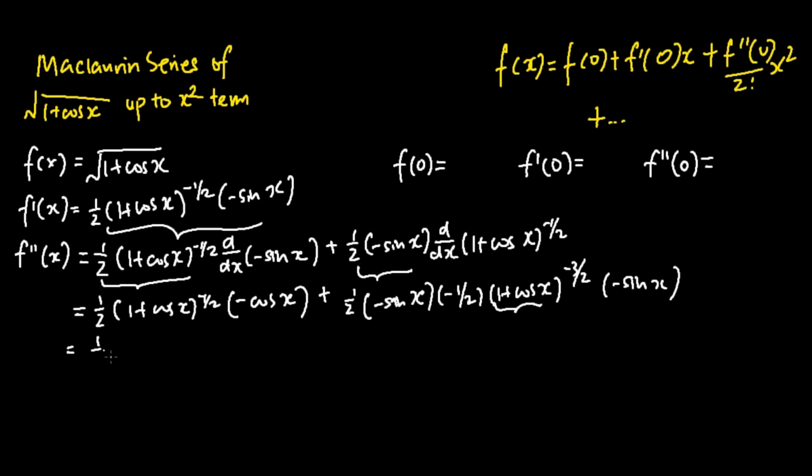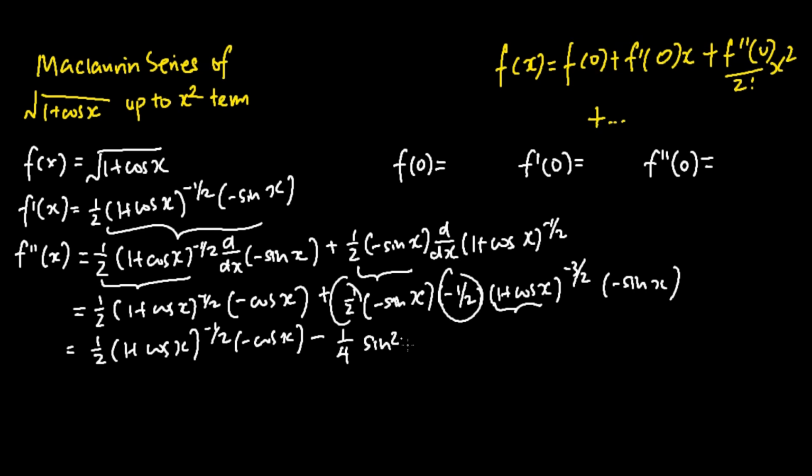Then we simplify the whole equation. We get half times (1 plus cosine x) to the power of negative half times negative cosine x. Subtracting away, we have half times negative half, which is 1/4, with a minus sign in front of it, and then negative sine x times negative sine x gives me sine squared x.